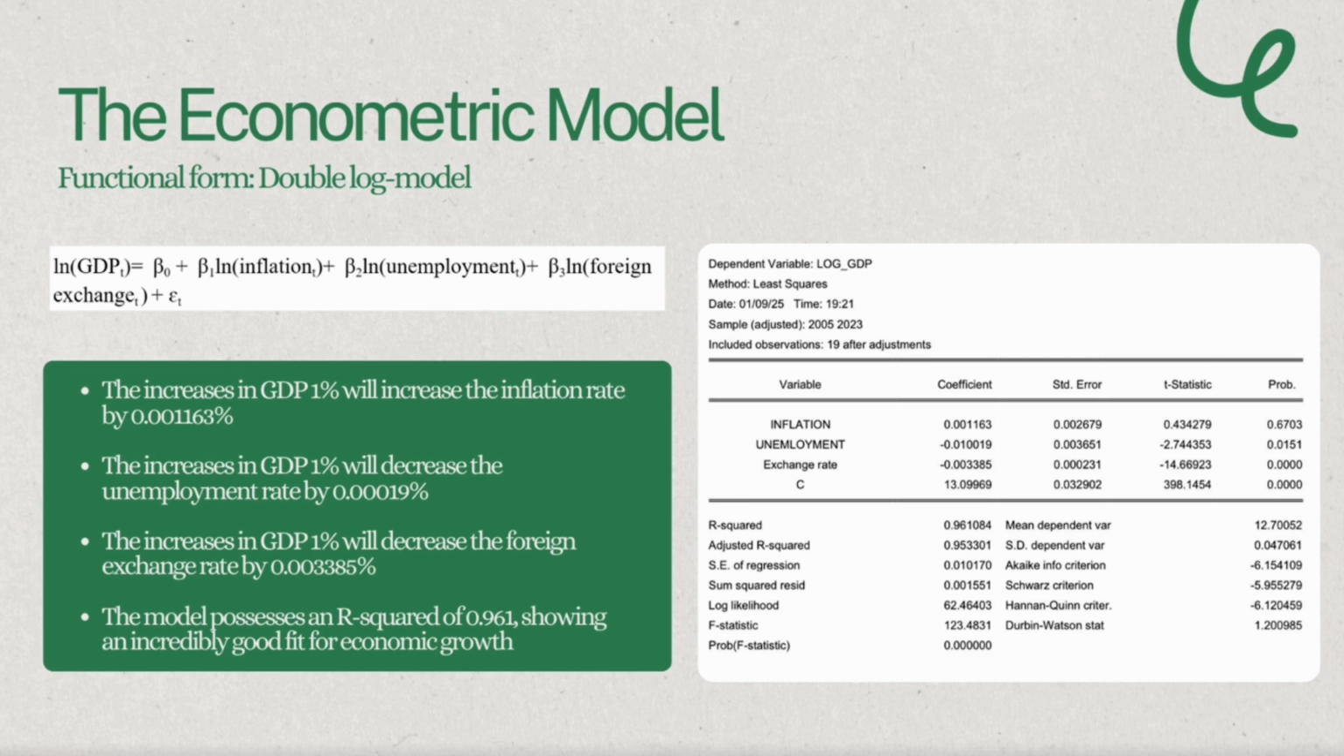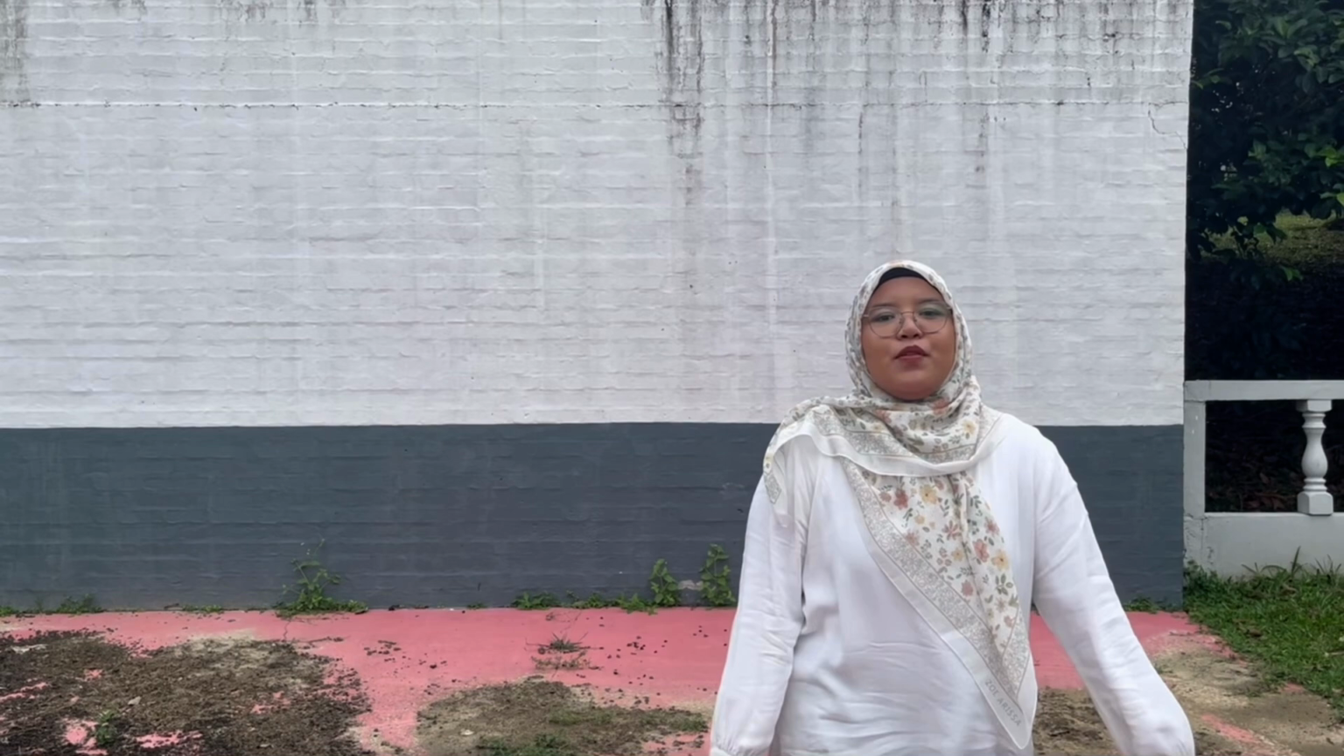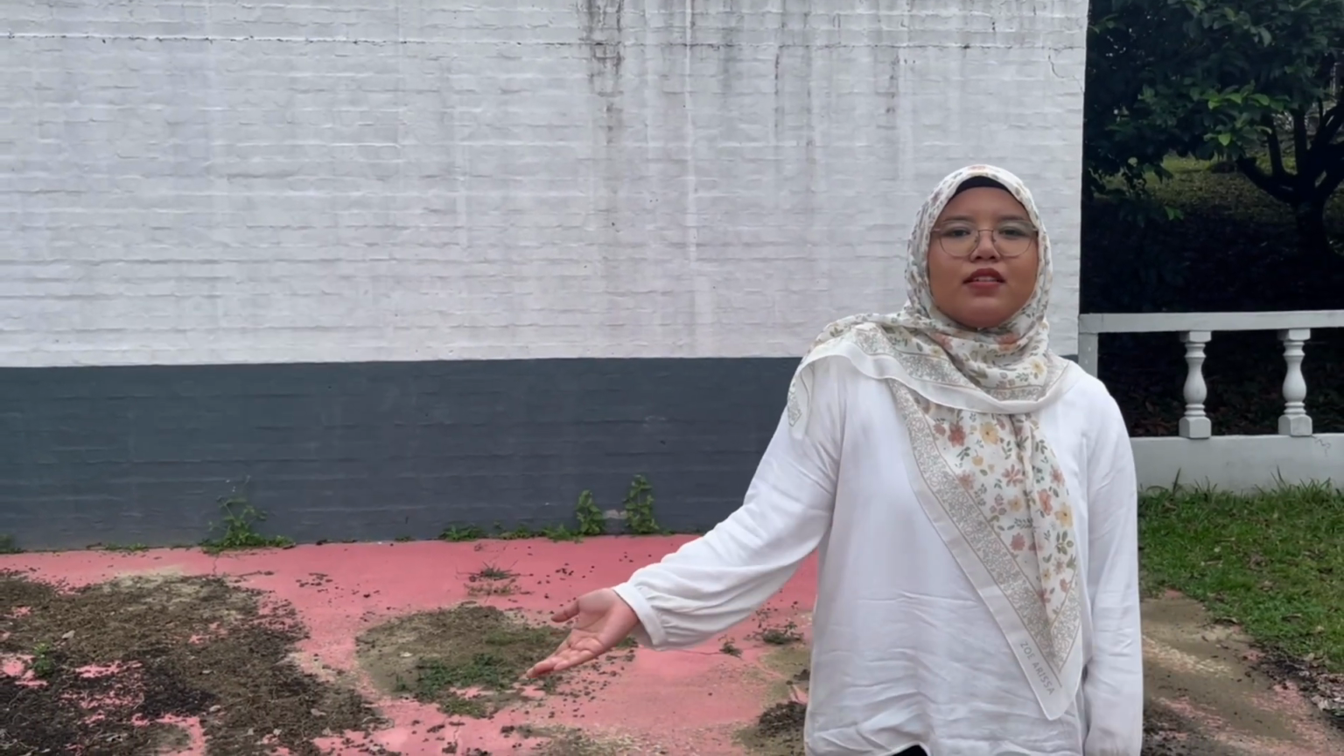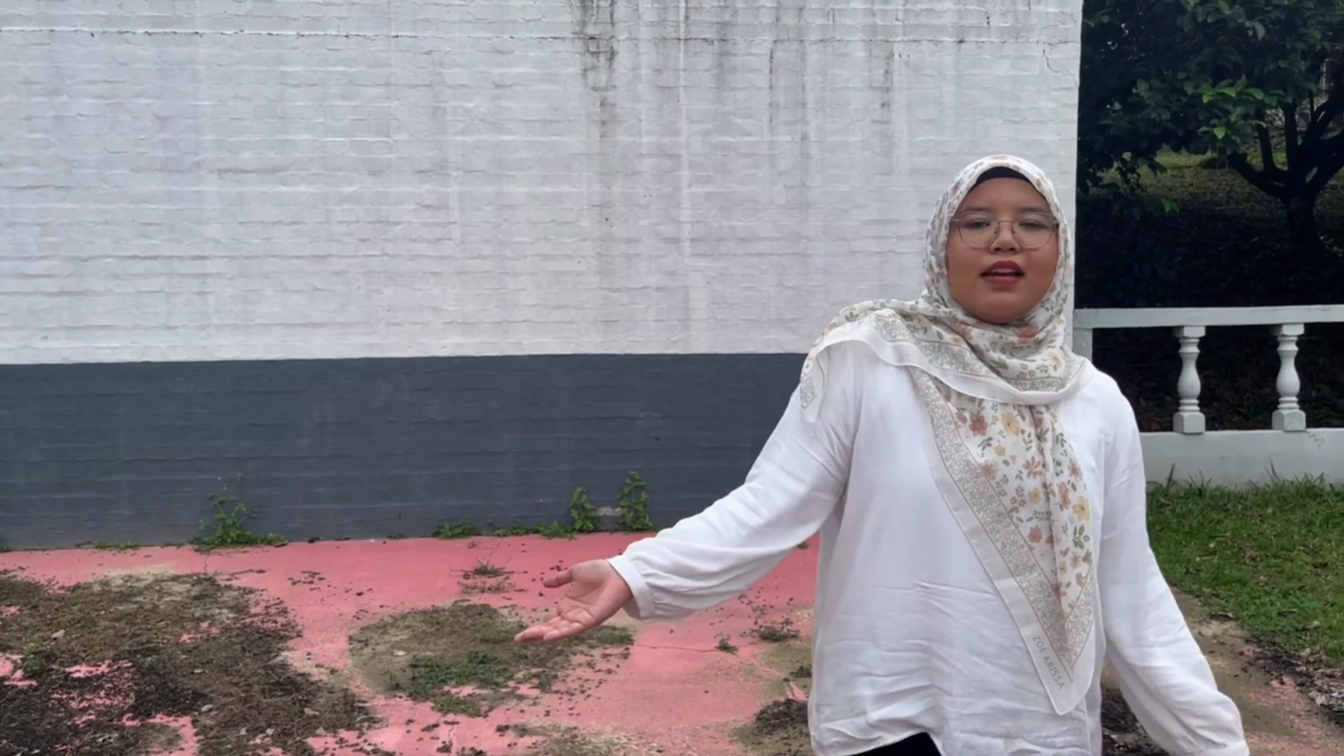The R-squared value is 0.965, meaning that 96.1% of GDP variation is explained by the model. It shows an extremely good fit for economic growth. For the data collection, we have chosen World Bank data, investing.com, and the Macrotrends website to collect all the data.